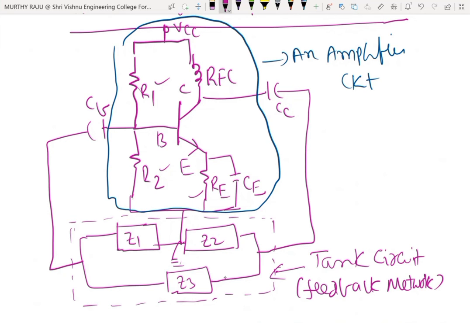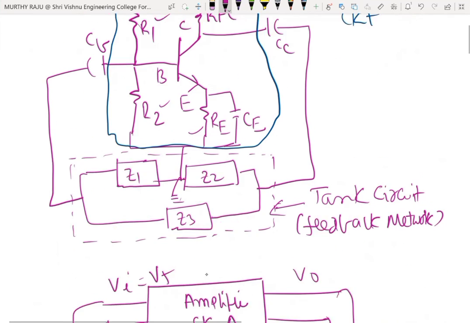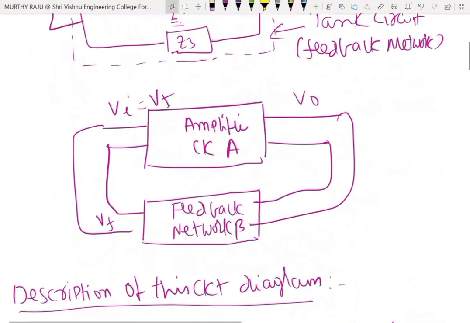One more circuit is there: this Z1, Z2, Z3 tank circuit. This is the feedback network. This is the frequency determining circuit. Generally, Hartley oscillators are used to generate high frequency signals. Z1 and Z2 are inductors. Z3 is the capacitor. Here, this is the actual oscillator circuit. This is the CE amplifier circuit. The feedback network is the tank network. The output of the amplifier circuit is connected to the input of the feedback network. The output of the feedback network is connected to the input of the amplifier. In the next video, I will derive the frequency of oscillations.